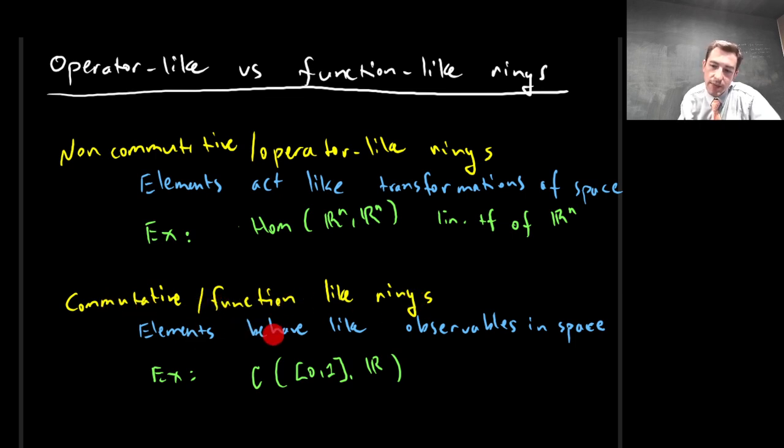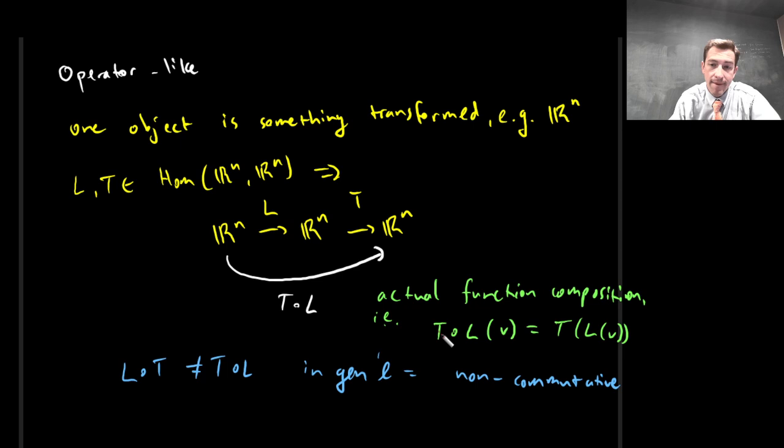So here, elements are going to behave like observables in the space, and so a simple example will be continuous functions from [0, 1] into R. Let's look at each of these. So for the operator-like, we're going to have one object being transformed. So let's just stick with our Rn example. And so we can look at the linear transformations Rn to Rn.